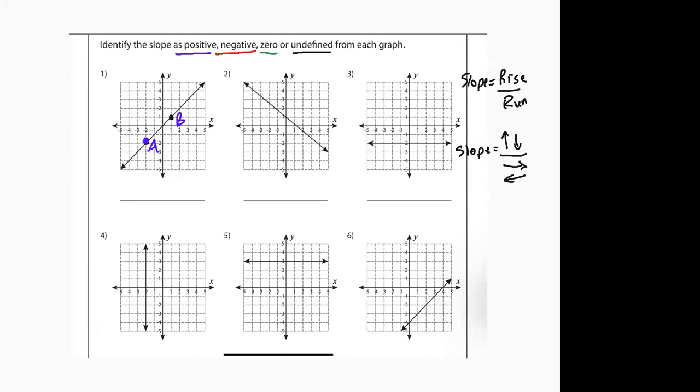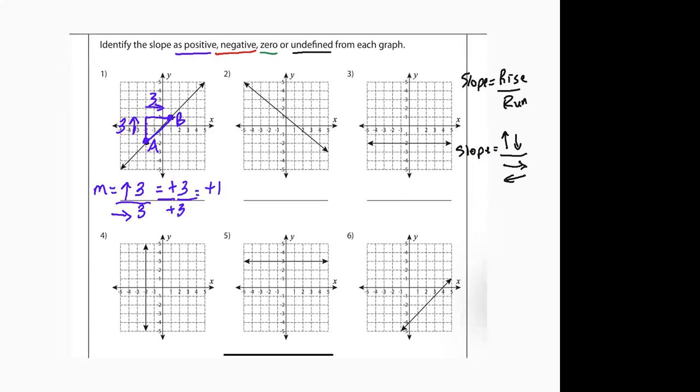To find the slope M here, it looks like I went up, right? I went up 1, 2, 3. So I'm going to do up 3. Then I went to the right 1, 2, 3. Because I went up, that's a positive 3, and because I went to the right, that's also a positive 3. A positive 3 divided by a positive 3 is a positive 1. So my slope for number 1 is a positive 1.